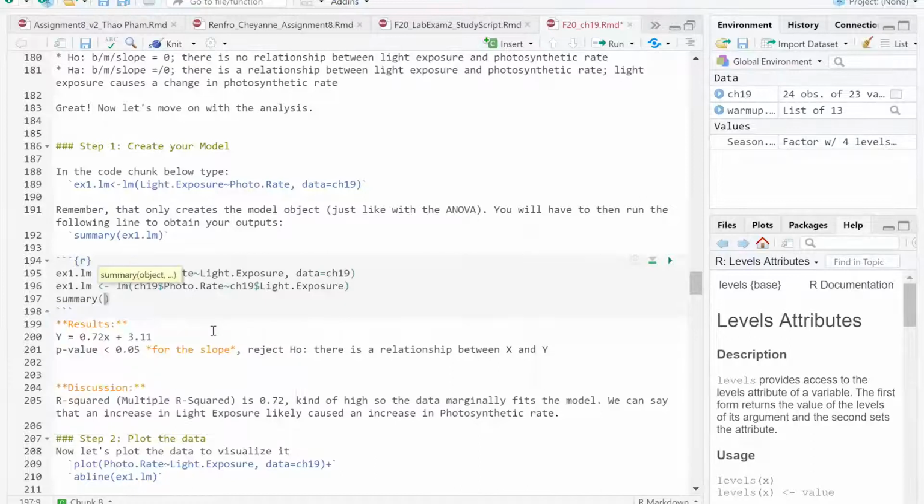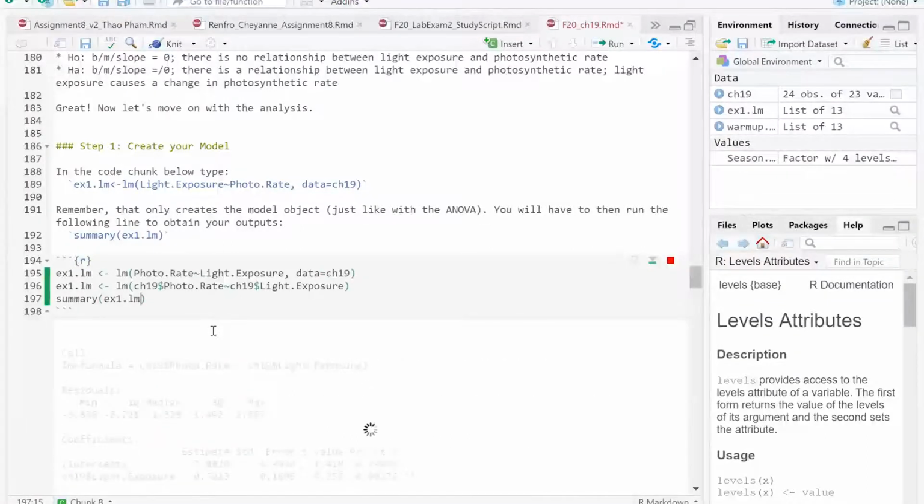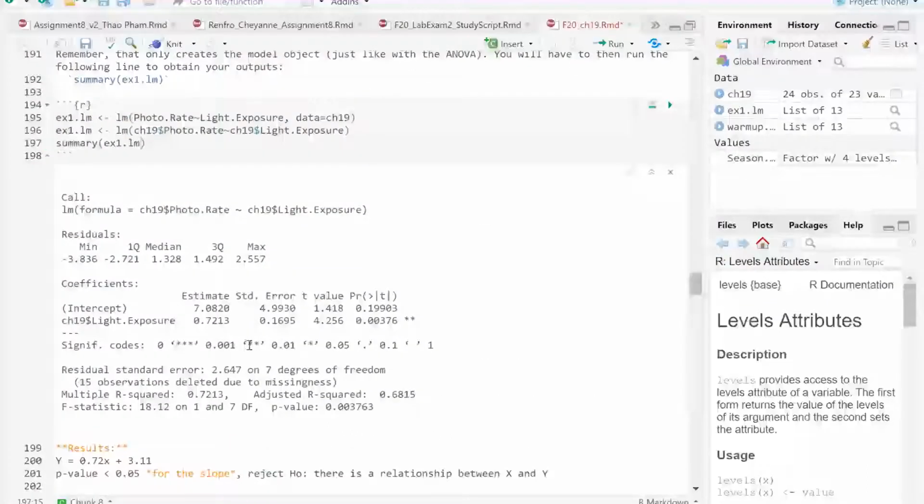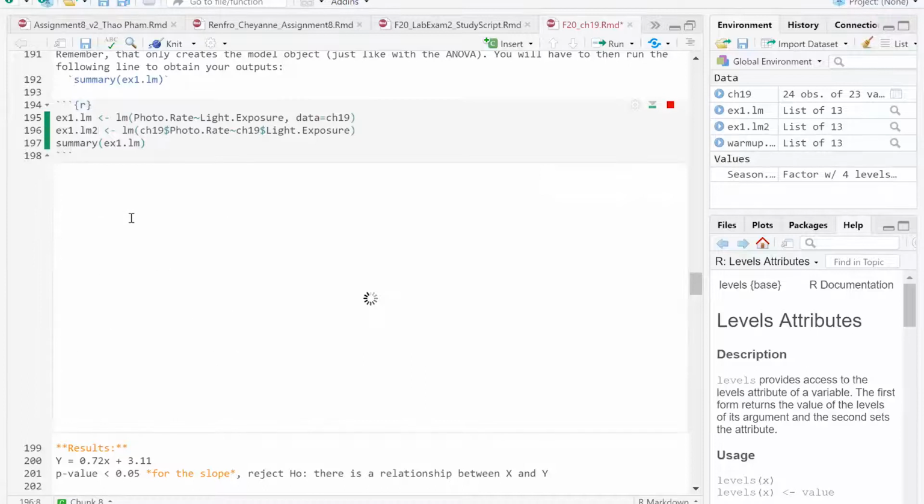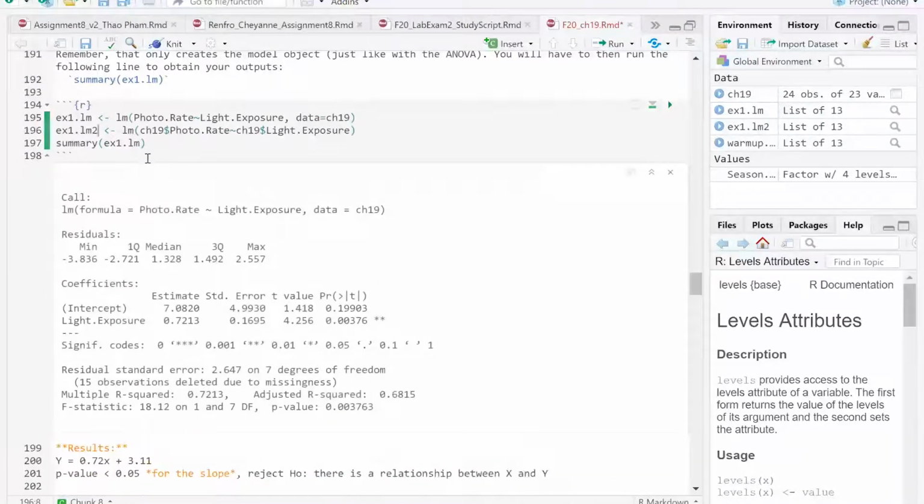And then summary of our example 1 linear model, which isn't created yet. I typed everything out, but I'm going to go ahead and run them all together. Control Shift Enter. And we've got, oh, the formula up here is using the second one here. I can name it something else so that we have all of them. So we've got, so this is our output.